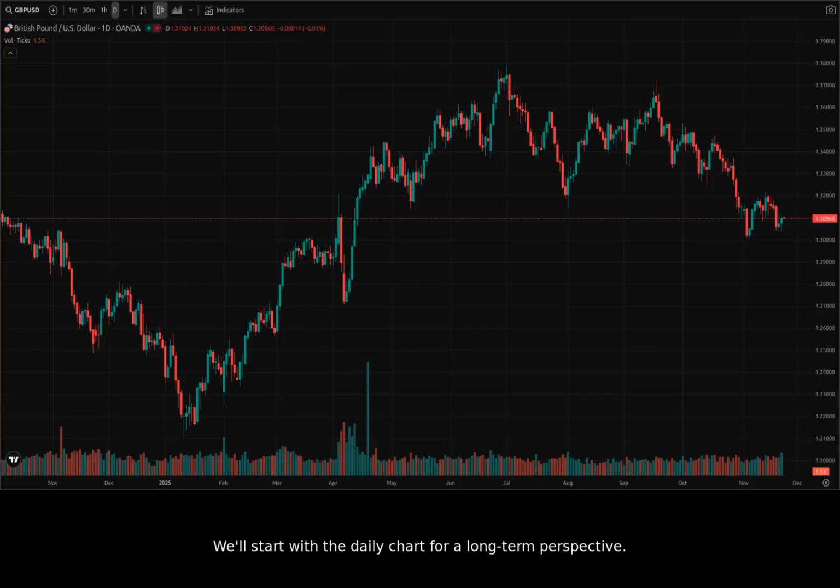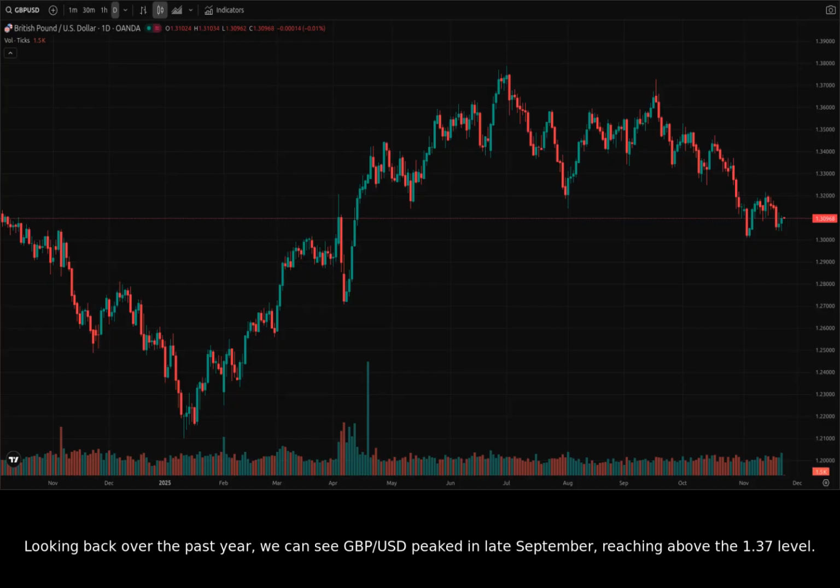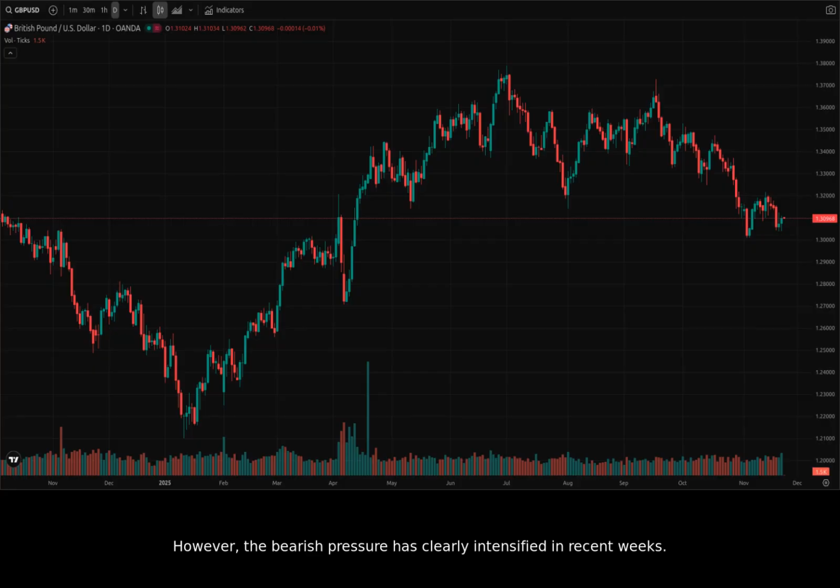We'll start with the daily chart for a long-term perspective. Looking back over the past year, we can see pound sterling to US dollar peaked in late September, reaching above the 1.37 level. Since that high, the pair has been in a clear and consistent downtrend. We saw a period of consolidation through October and early November, where the price seemed to find a floor. However, the bearish pressure has clearly intensified in recent weeks.